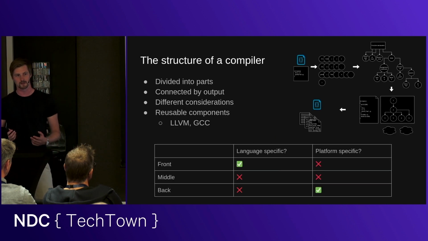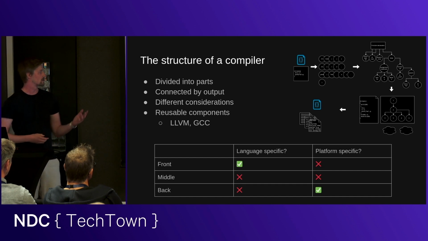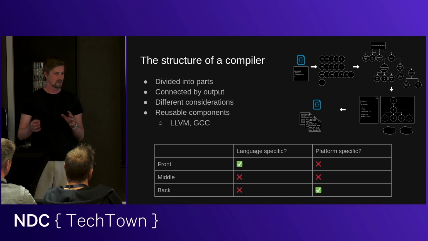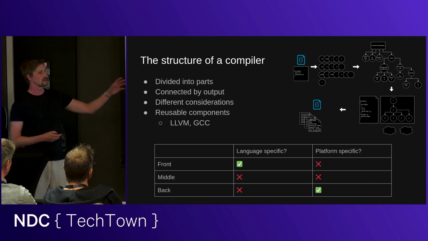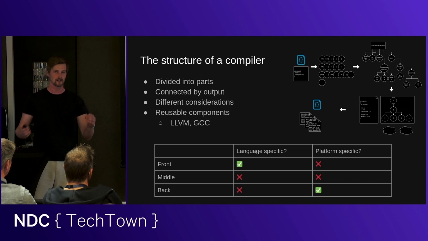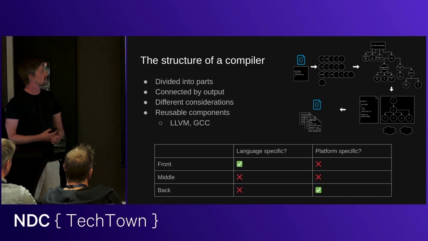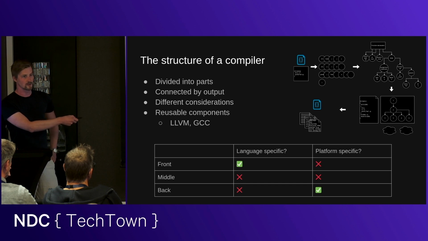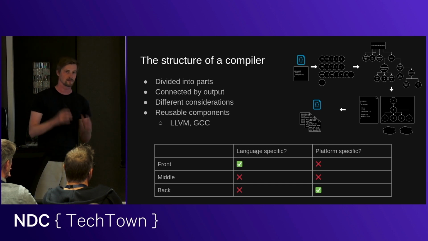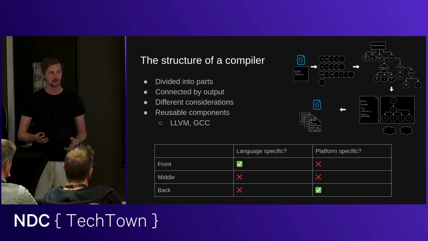So the structure of a compiler, at least in the general sense, is generally split into three parts. These are connected by their outputs, and what I mean by that is the output of one part is the input of the next part, so it's a pipeline, just like a factory, right? And every part of the compiler has different considerations. So if you look at the table down here, we can see that the front end of the compiler is language specific, but it does not care about the target platform it's supposed to be running on, because it just deals with the specifics of the high-level language you are translating.